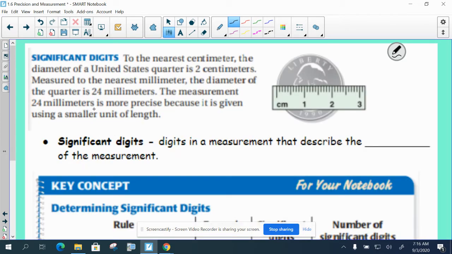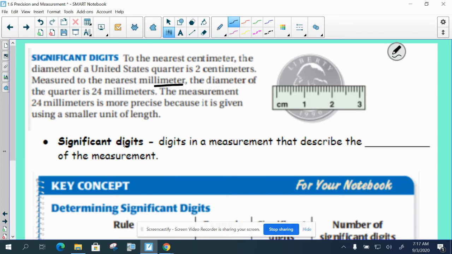Okay, now let's talk about significant digits. To the nearest centimeter, the diameter of the United States quarter is 2 centimeters. But it looks like it's a little bit more than 2 centimeters. Measured to the nearest millimeter, however, the diameter of the quarter is 24 millimeters. So that's another example of how you can be more precise with a smaller unit of measurement. The measurement, 24 millimeters, is more precise, given that it is a smaller unit of length.